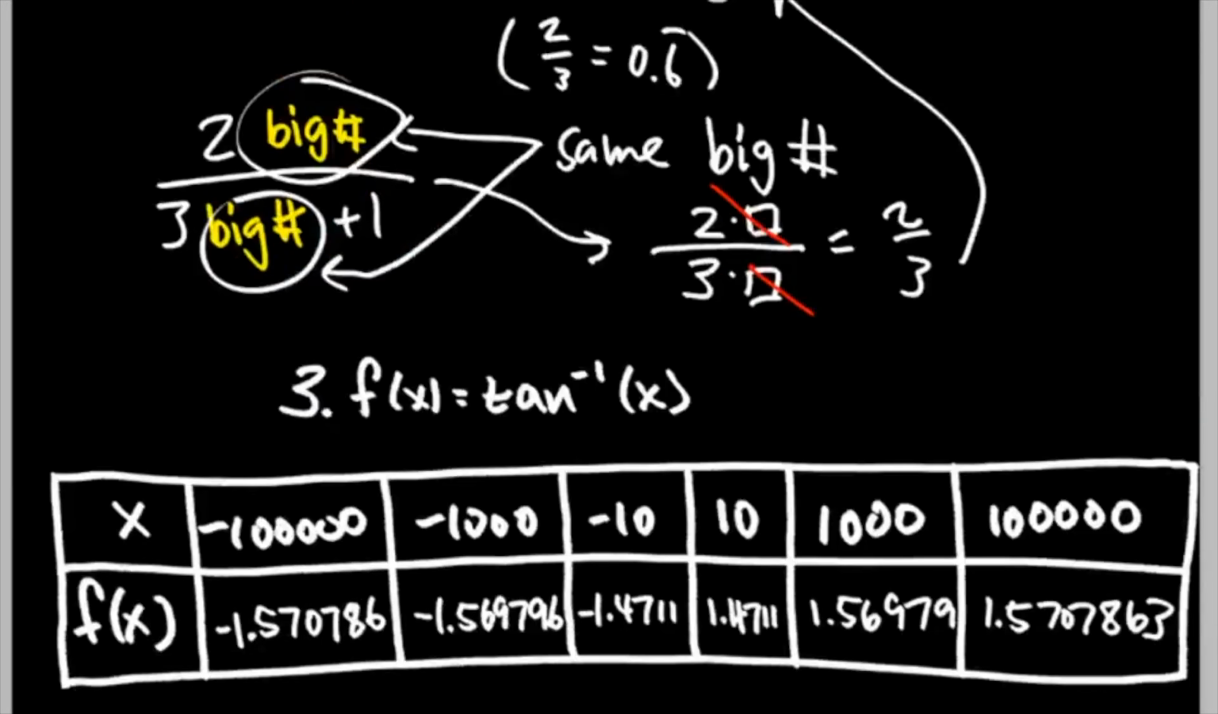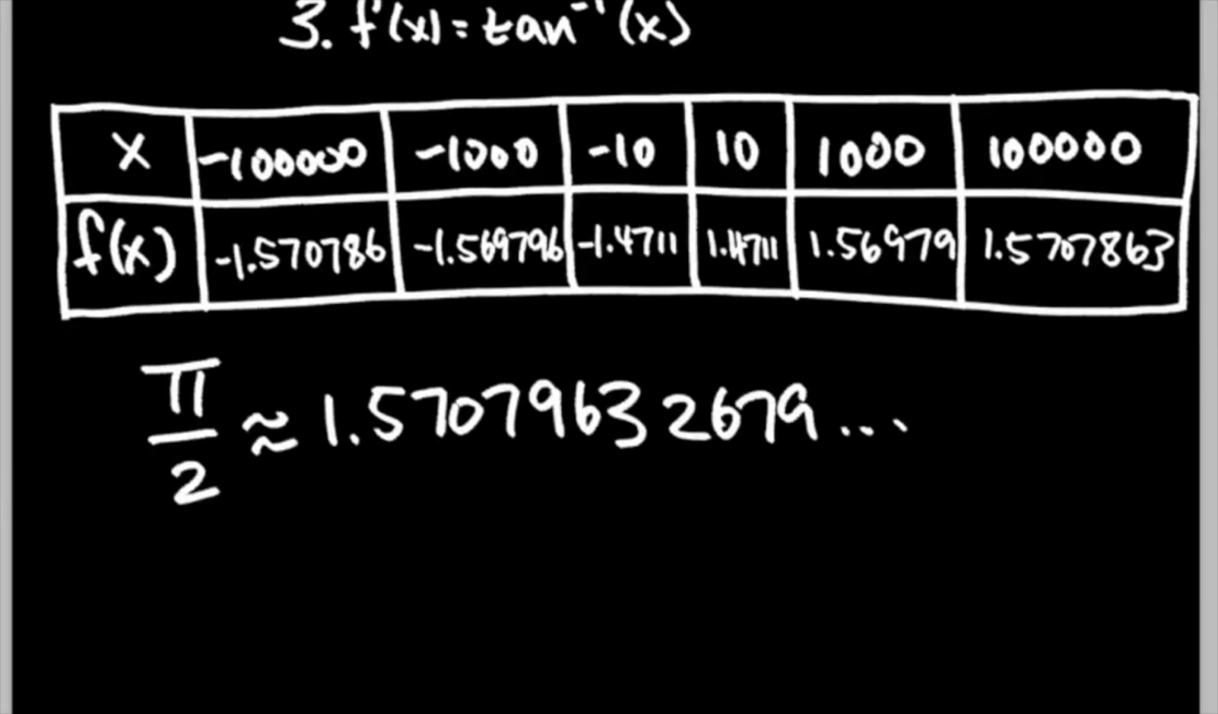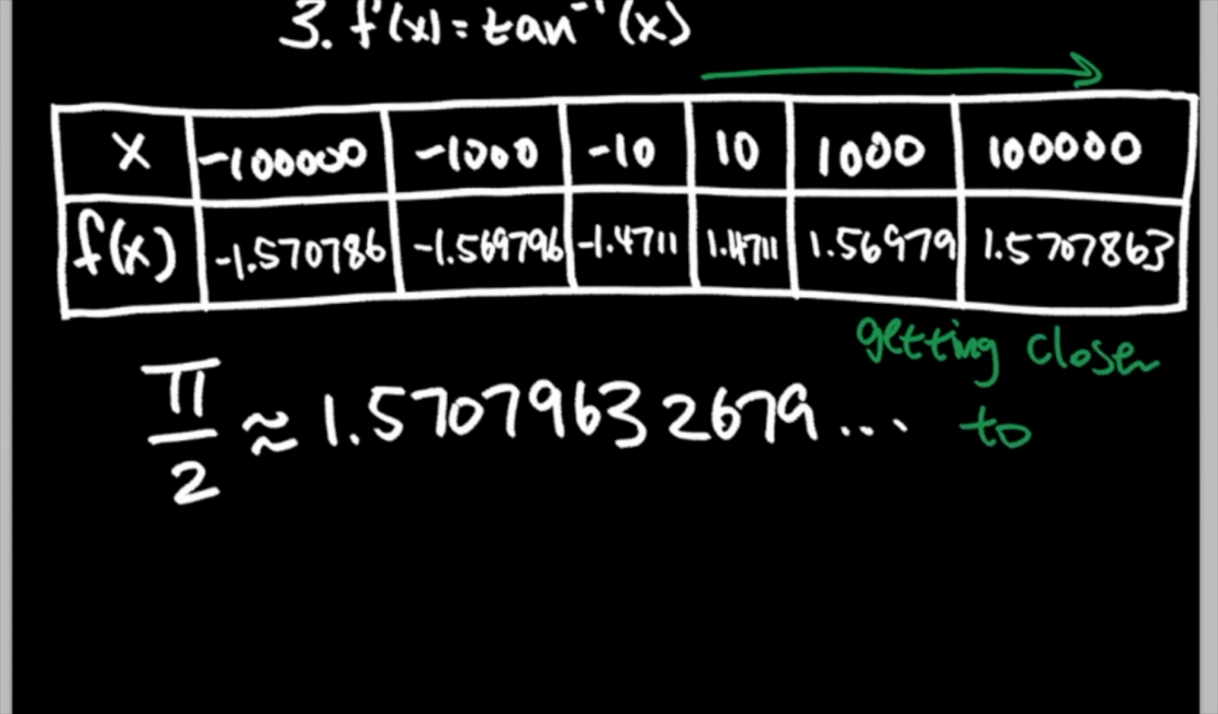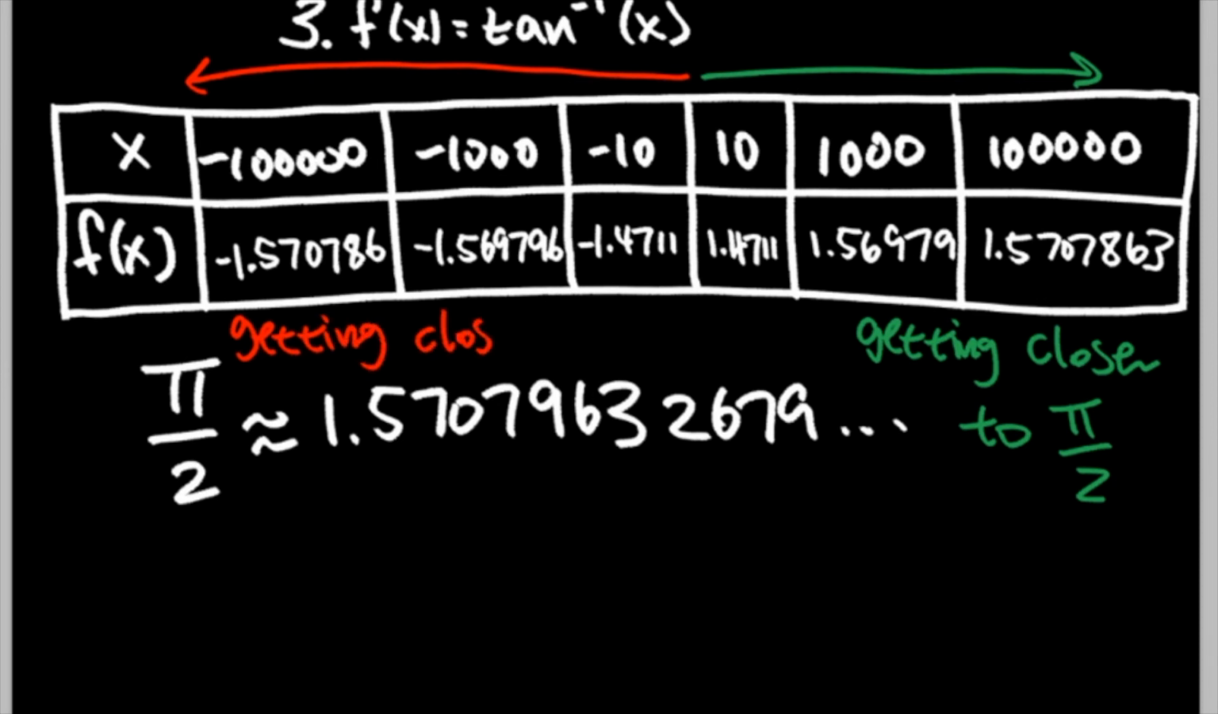Alright, tangent inverse. This one's interesting. If we look toward the right, going way, way right, you can get more points if you wanted to, I just stopped here. This is getting closer to basically pi over 2, because we got that approximate decimal. Almost the same thing. What if we look toward negative infinity? Well, we see a very similar thing. We see that it's getting closer to not pi over 2, but negative pi over 2. It's got the negative of that number, basically.